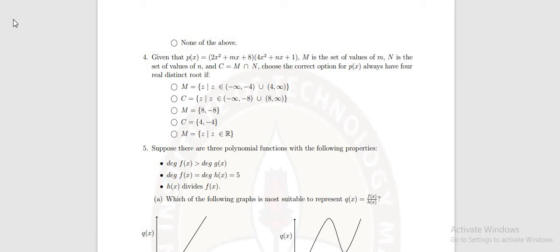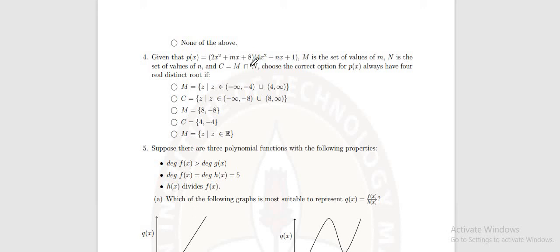So question number 4 says that, given that p(x) is equal to (2x² + mx + 8)(4x² + nx + 1), M is the set of the values of small m and N is the set of the values of small n, and C is equal to M intersection N. Choose the correct option for p(x) always having 4 distinct real roots.